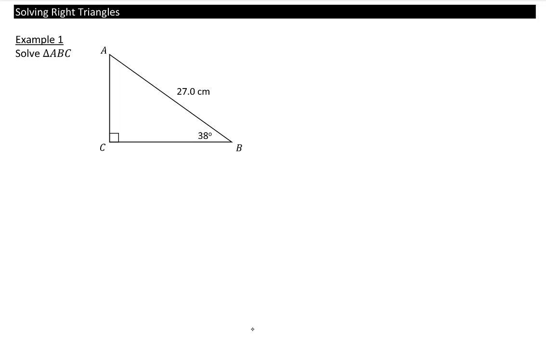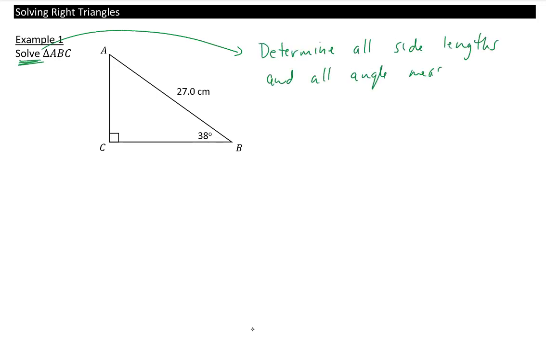So next we're going to look at solving right triangles. So for example 1, it says solve triangle ABC. And when it says solve a triangle, that means determine all the side lengths and all the angles. So for this example, you can start anywhere. You can solve for side B, you can solve for side A, or you can solve for this missing angle here.